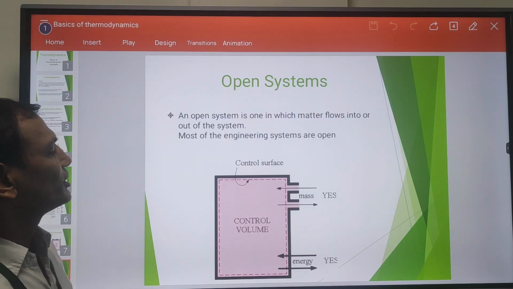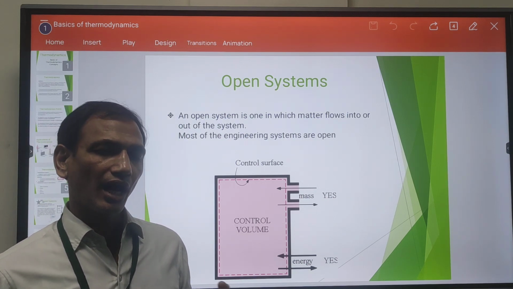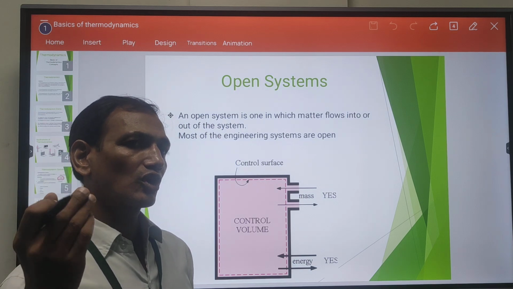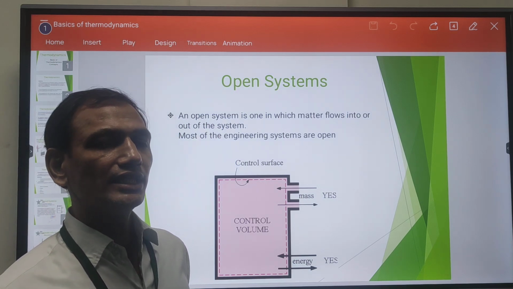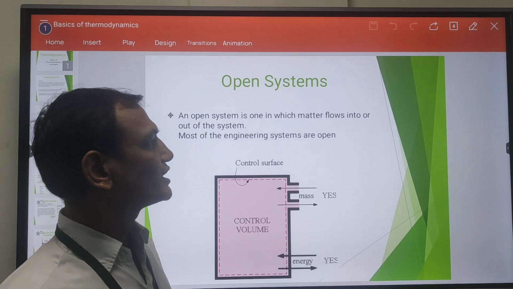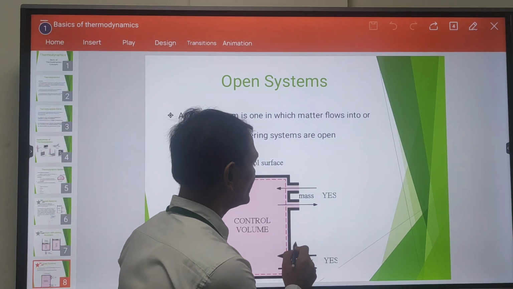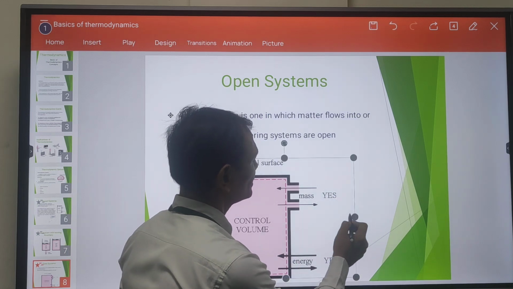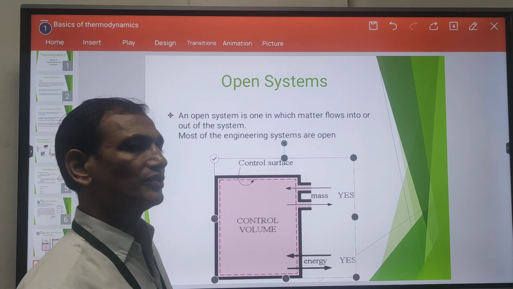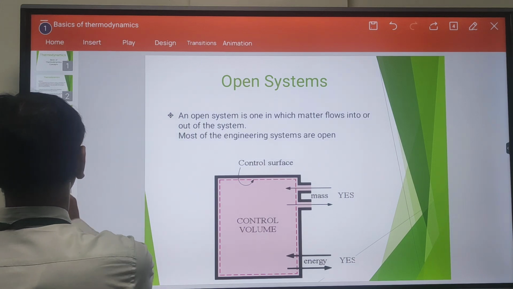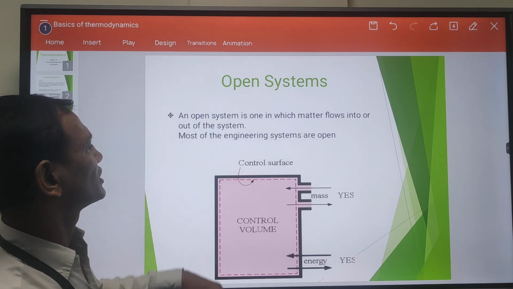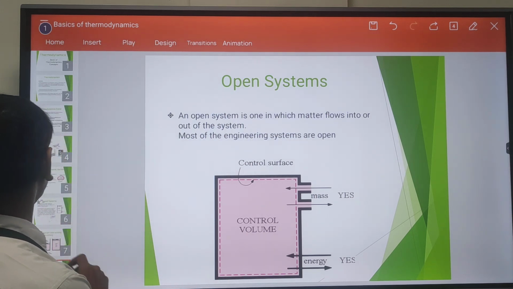Now the open system. It means the door is open and I can go outside, or if I shout to or call any person, he will easily listen or give a response. So inside an open system, mass and energy flow in a simple way. An open system is one in which matter flows into or out of the system. Most engineering systems are open.